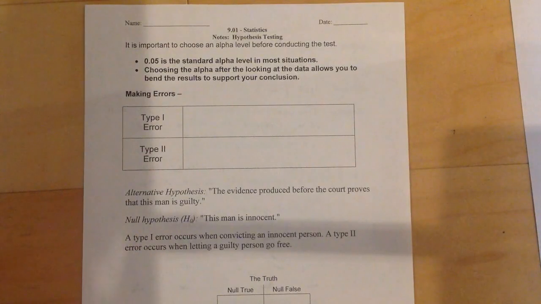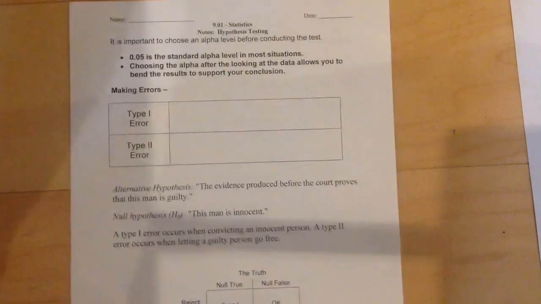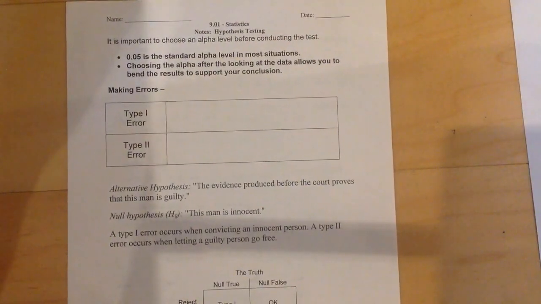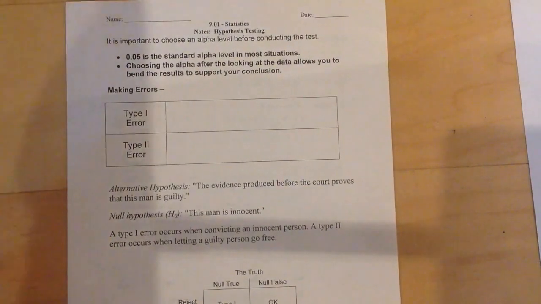Making errors. All right. So we have this process set up, but it's not 100% guaranteed. If we think back to the very first example, I said there were two possibilities. One possibility was that the original claim that the person was an 80% free throw shooter was wrong. And the other possibility was that we just got a really unlucky sample. So we don't ever know with 100% certainty which of those two it was.